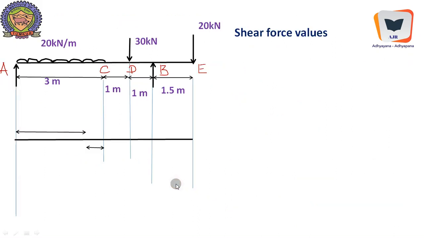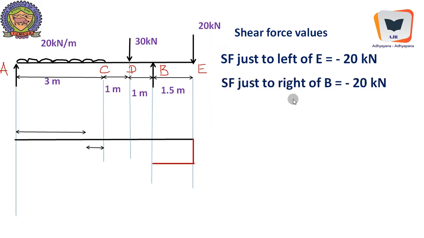So now we will move to the shear force diagram, SFD. So shear force values. Just to the left of E. We cannot say just to the right of E, because the beam ceases to exist beyond E. Therefore, it is just to the left of E. Shear force just to the left of E equal to minus 20 kilonewton, because it is going down. It is readily plotted.